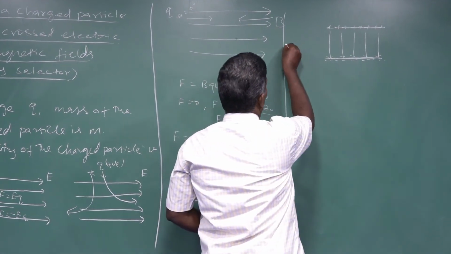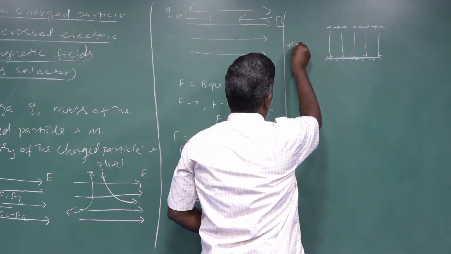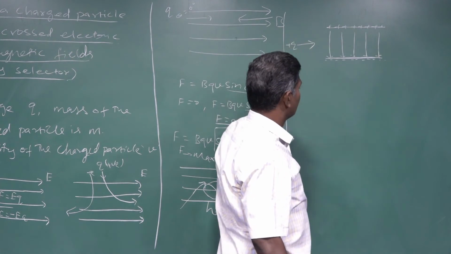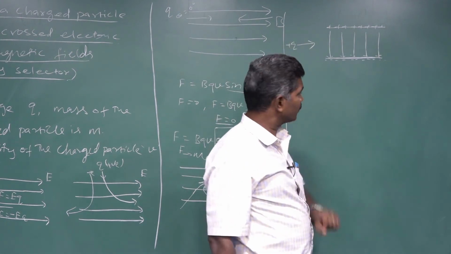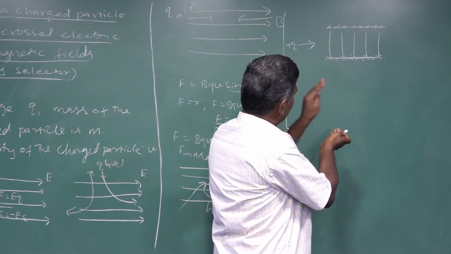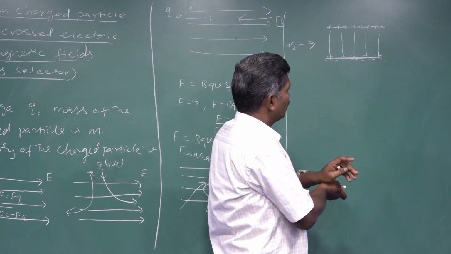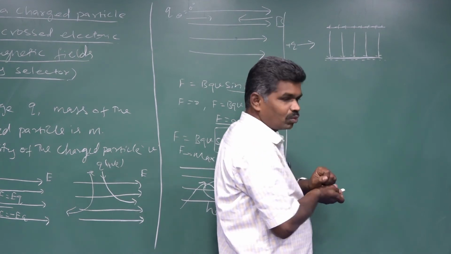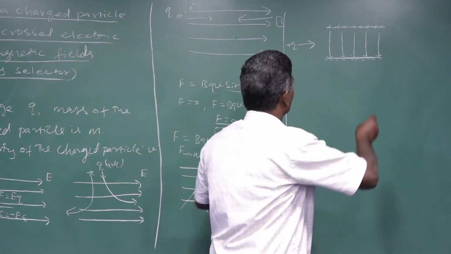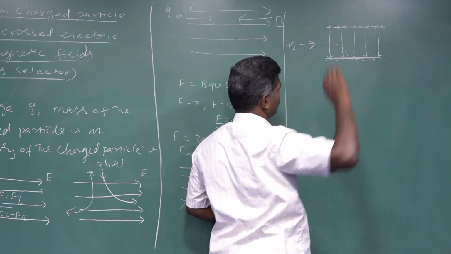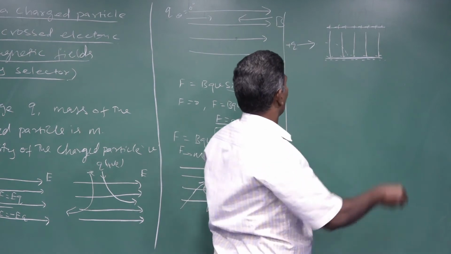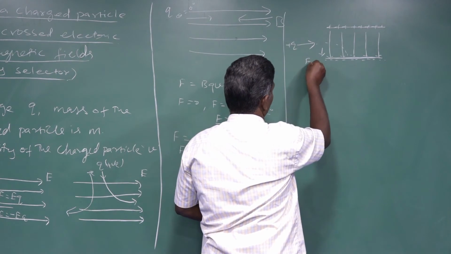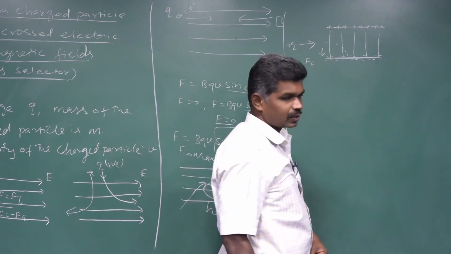If a plus q charge with velocity v is entered, in what direction is it entering? Perpendicular to that electric field. After entering the electric field, the charge experiences the electric force, Coulomb's electric force, that makes it move along the electric field. So it traces a parabolic path. That is, a downward force is acting on the charge: the electric force qE acting in the downward direction.